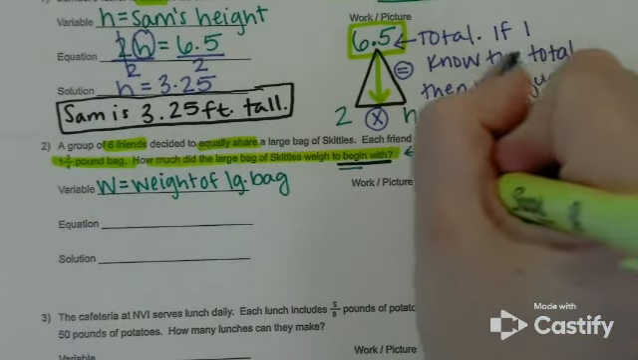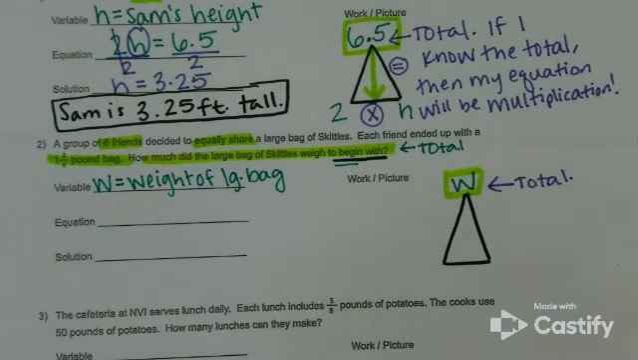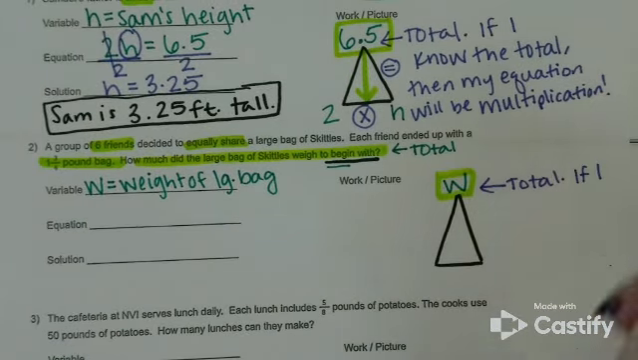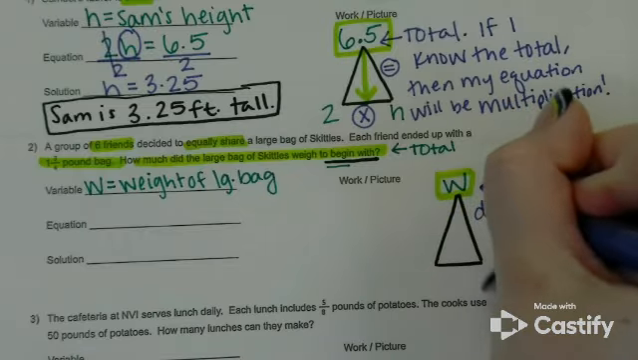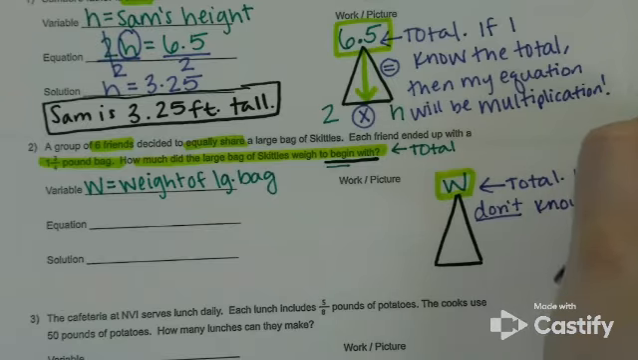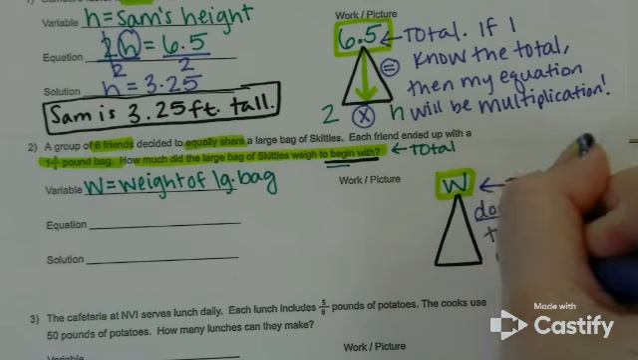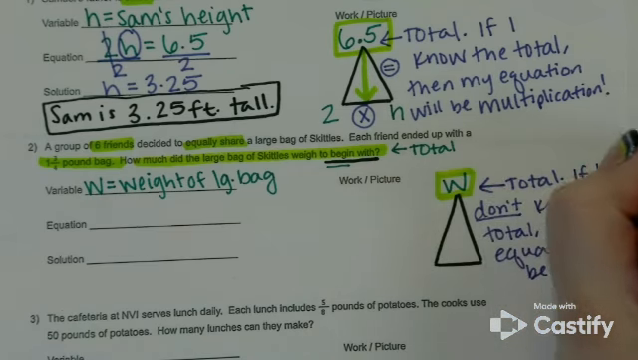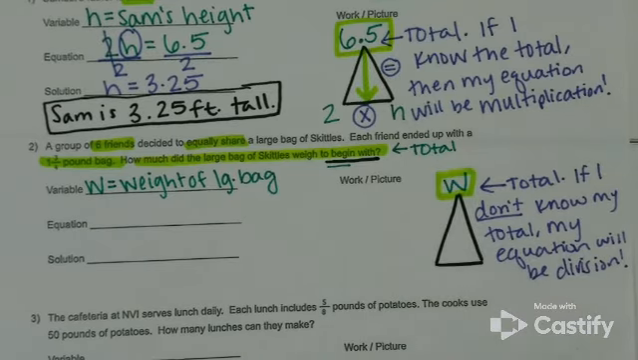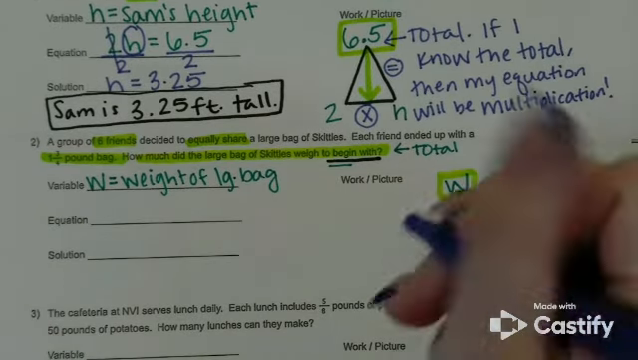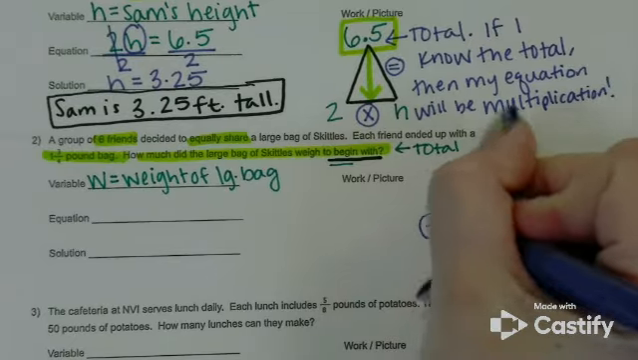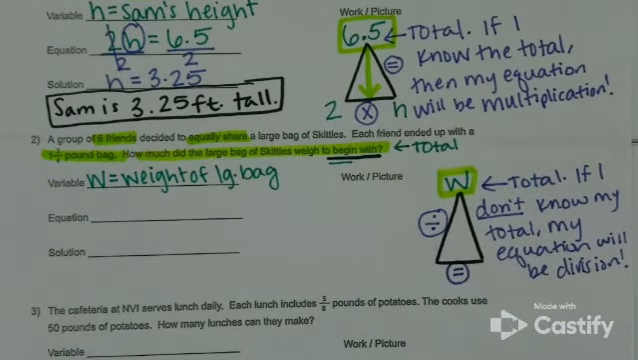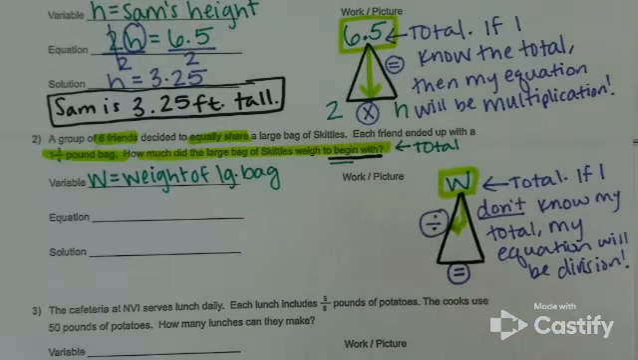Now, again, if you were paying attention last week, you will probably know that if I don't know my total, my equation will be division. I bet some of you guessed that already. Okay, so my division will go over here, and my equal sign will go down here. Okay, so if I don't know my total, I'm doing division.